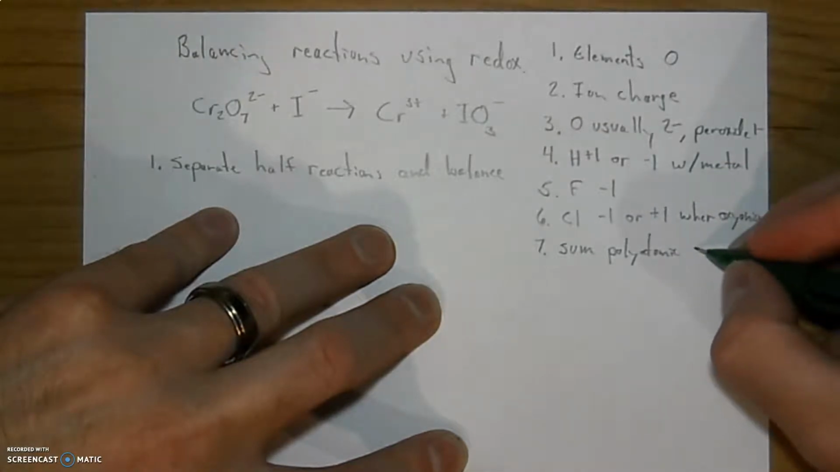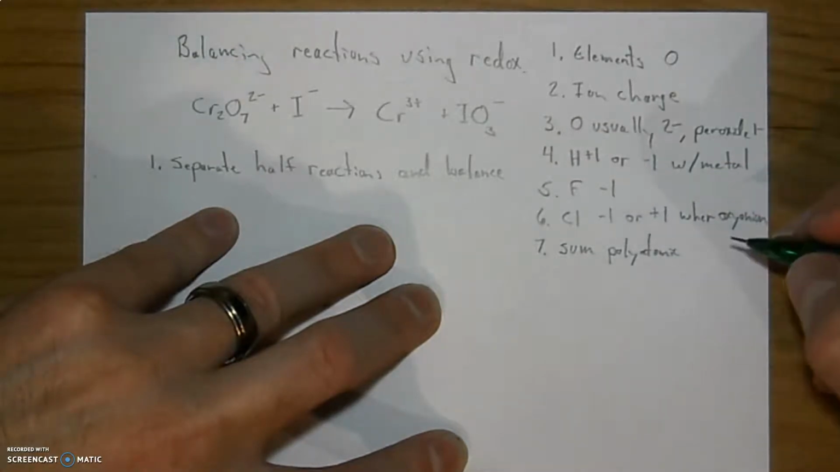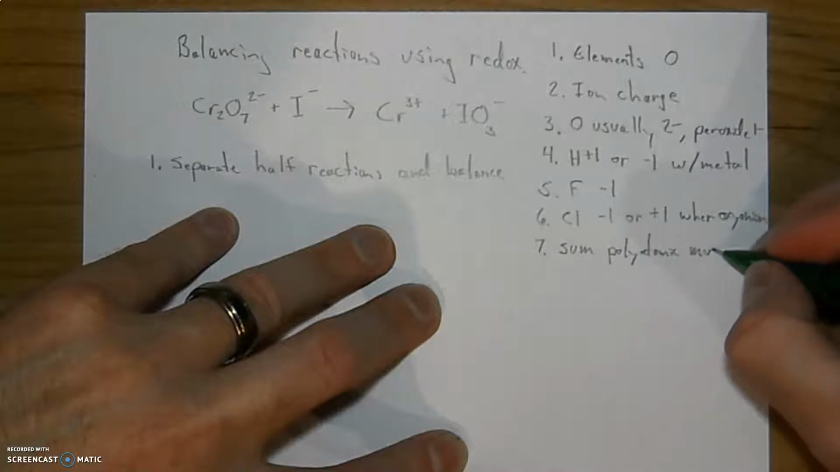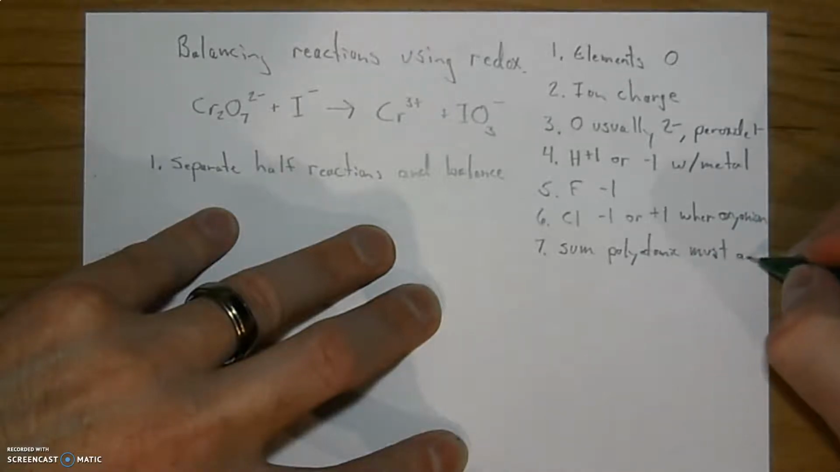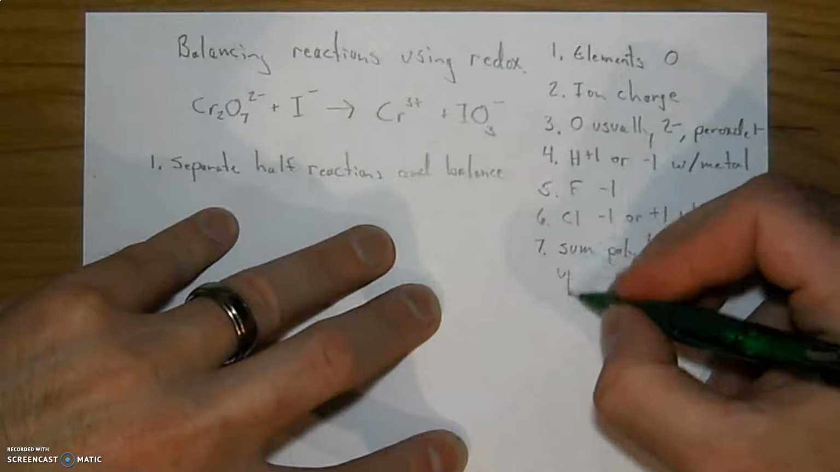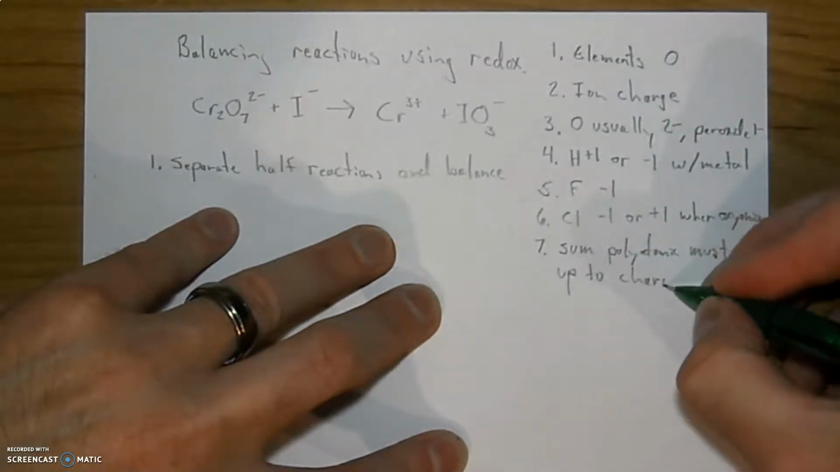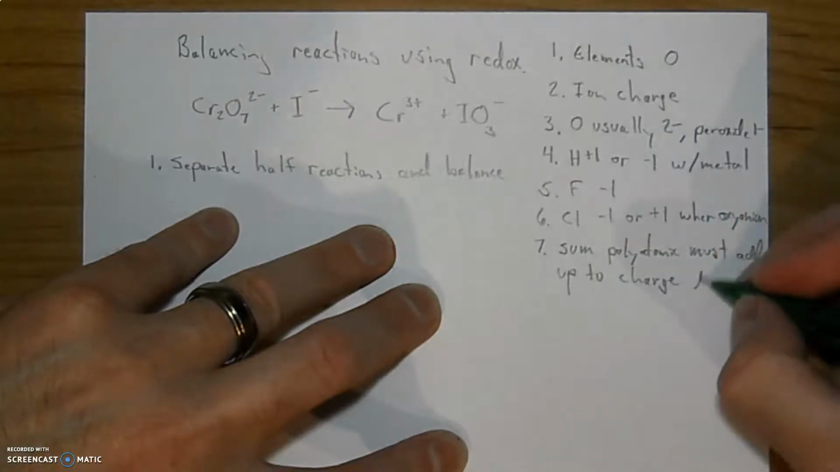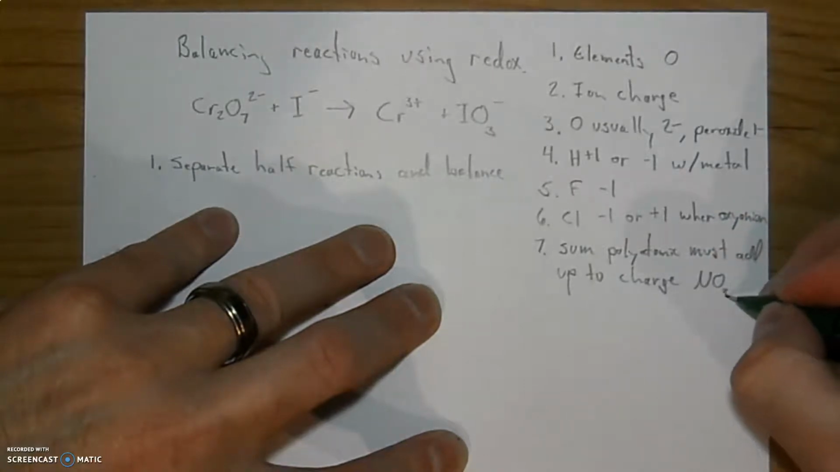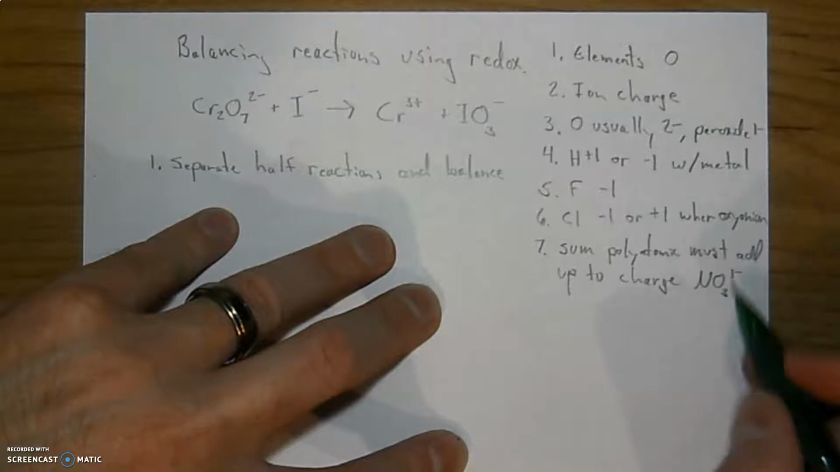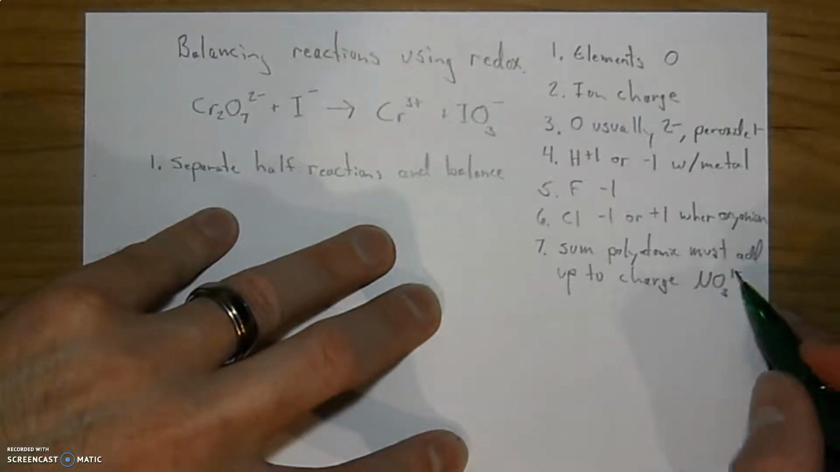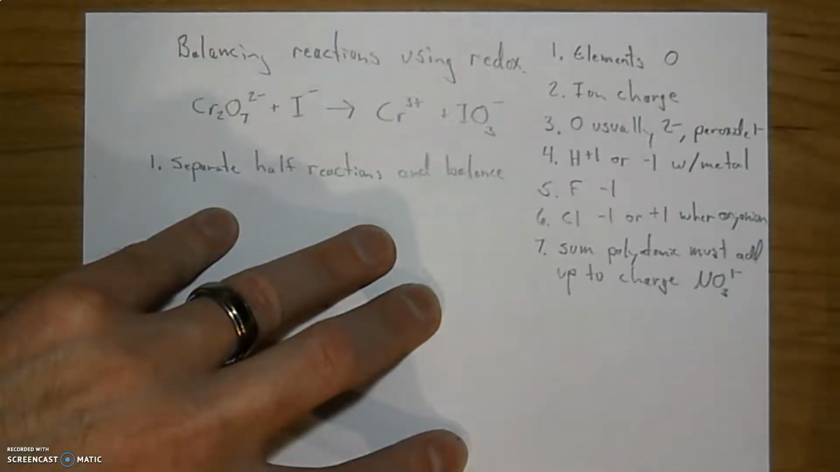And 7, the sum of a polyatomic must add up to the charge of the anion. So for example, nitrate. Everything has to figure itself out to add up to that -1 charge. In any compound, H2O, everything's got to add up to that number.